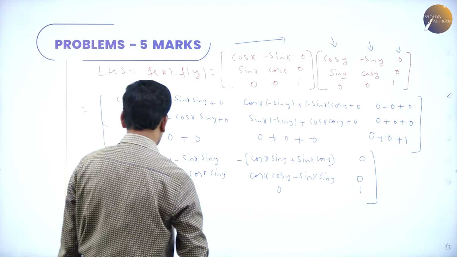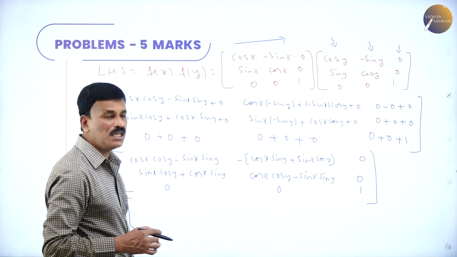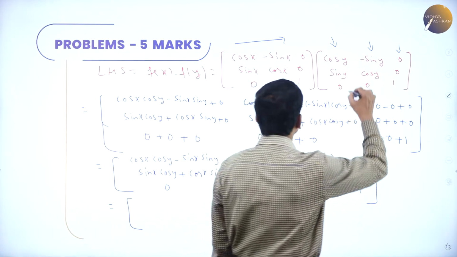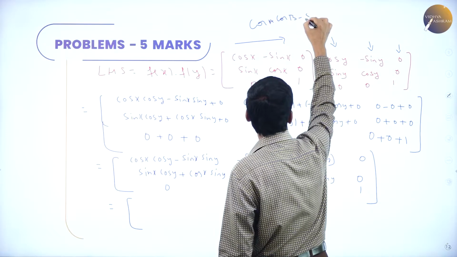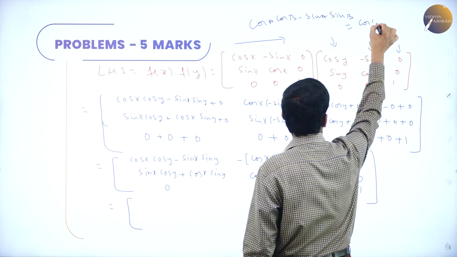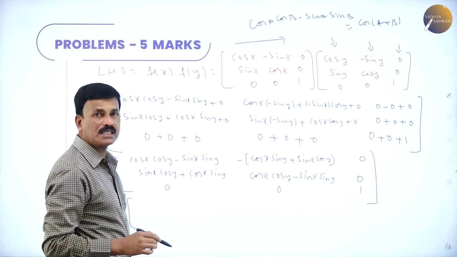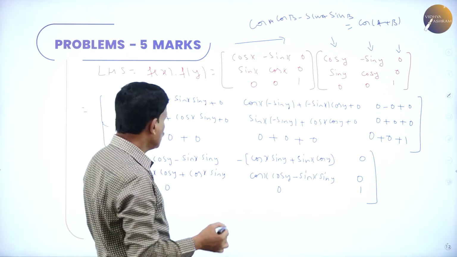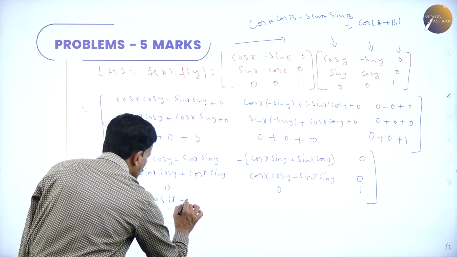Now if you observe carefully, this is of the form cos A cos B minus sin A sin B. Cos A cos B minus sin A sin B is nothing but cos(A+B). Instead of A and B, it is x and y. So this can be written as cos(x+y).